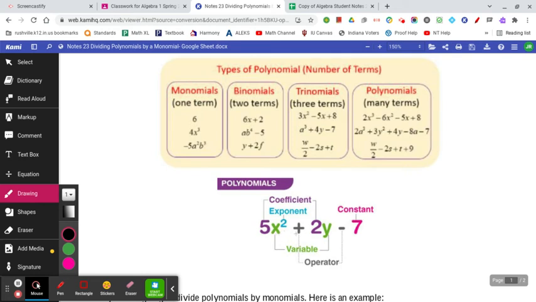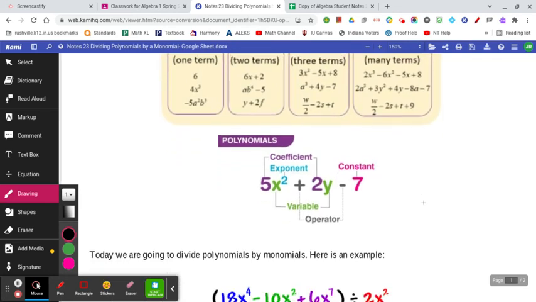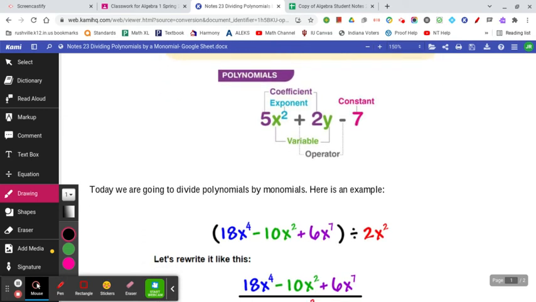Normally we'll see the same variable used throughout the polynomial. In this case, we have both an x and a y. Not that common, but we do see it occasionally. You're going to notice that in this one, the variable x is being raised to the second power. That's called an exponent. What we're going to be doing today is taking polynomials with more than just one term and dividing these by monomials.